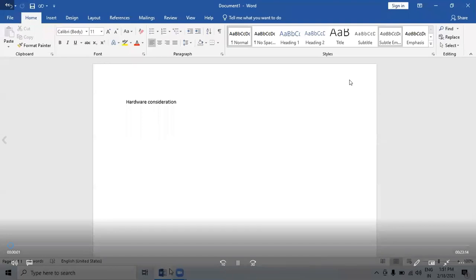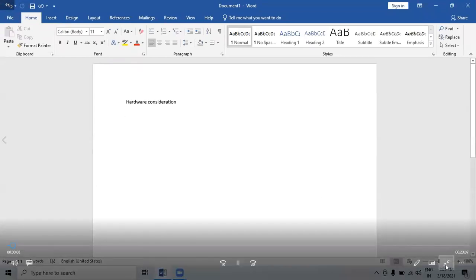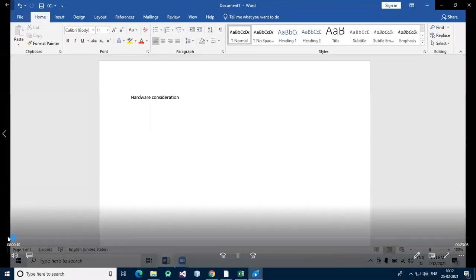Today's chapter is about hardware consideration. This is your fourth unit, eighth chapter. In this, we're going to cover the certification programs like EPEAT, RoHS, Energy Star, for computers, monitors, printers, scanners, all in one. So, certification programs.